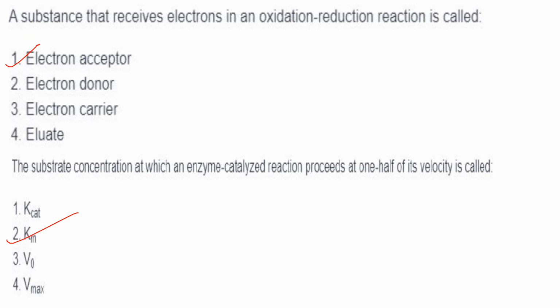Kcat is the turnover number. I am explaining it since the beginning. They have asked so many questions. Kcat was one of the options. V0 is the initial velocity, and Vmax is the maximum velocity of an enzyme catalyzed reaction. And the maximum velocity is obtained when the enzyme is fully saturated with the substrate.